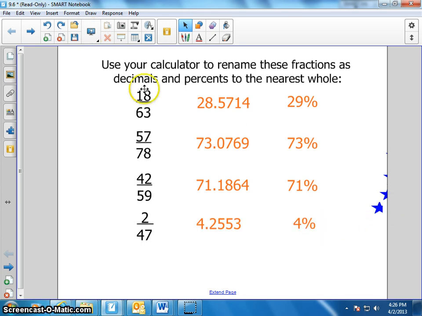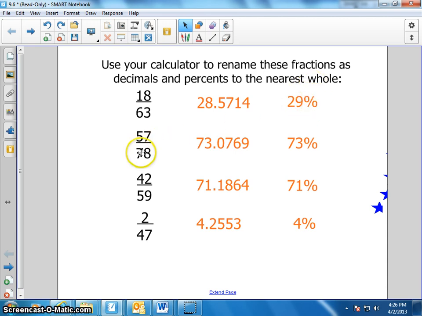So, the first one, we got a decimal of 28.5714%. But we don't need all of these extra numbers. So what we're going to do is take a look at the number directly to the right, and this is a 5. Because it is a 5, we are going to go ahead and round up. Remember, we round up numbers that are 5 and above. So this decimal from this fraction rounds to 29%.